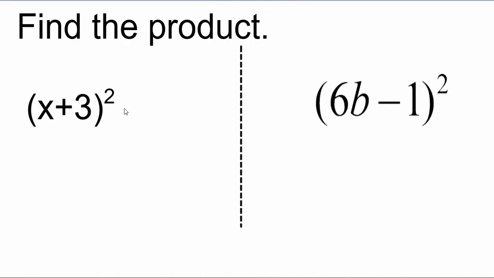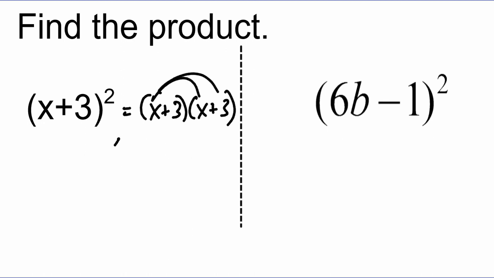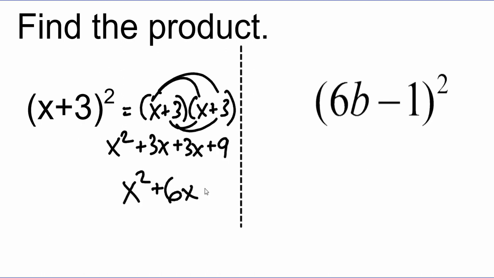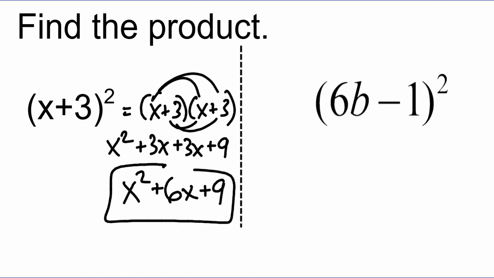Okay, let's see. When I multiply this out by itself, I get x plus 3 times x plus 3. That's going to give me, when I distribute, x times x is x squared, and then a 3x, and then the 3 distributes. I get another 3x. There's that doubling, plus 9. I'll get x squared plus 6x plus 9.